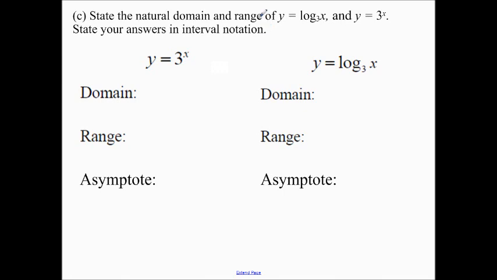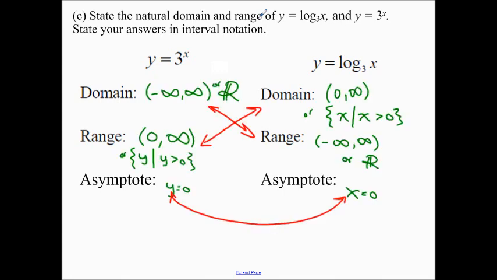Okay, so hopefully you took the time to write answers for each of those. If you haven't, please do. These are the answers. The exponential function has a domain of all real numbers. You can write it as the real number symbol or negative infinity to infinity. Its range is from 0 to infinity. And it could also be expressed in set builder notation, y greater than 0. And the asymptote is y equals 0.